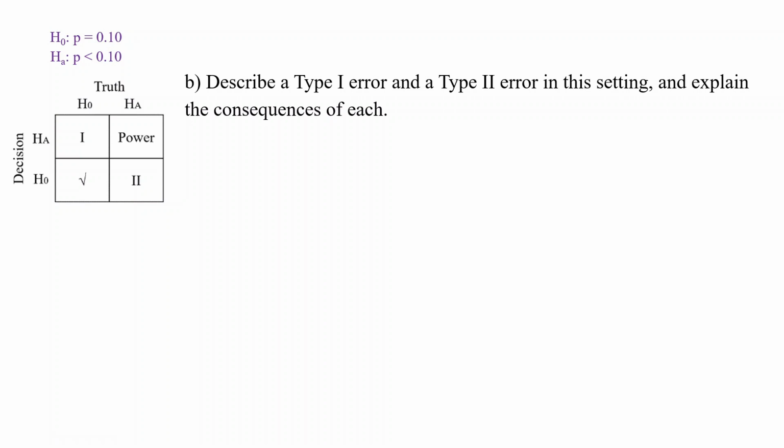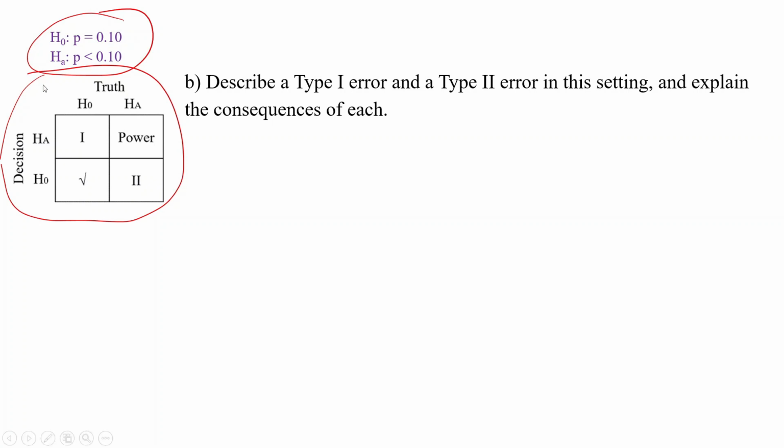So we're going to interpret them in context, and being able to explain the consequences of each helps determine which one would be worse in the setting that we are in. Whenever they ask you to describe an error, I want you to write down not only the null and alternative hypotheses if it's not written out for you, but also the little table I told you to memorize, because writing out the table helps you orient what the truth and decision are in relationship to the errors. So memorize that table.